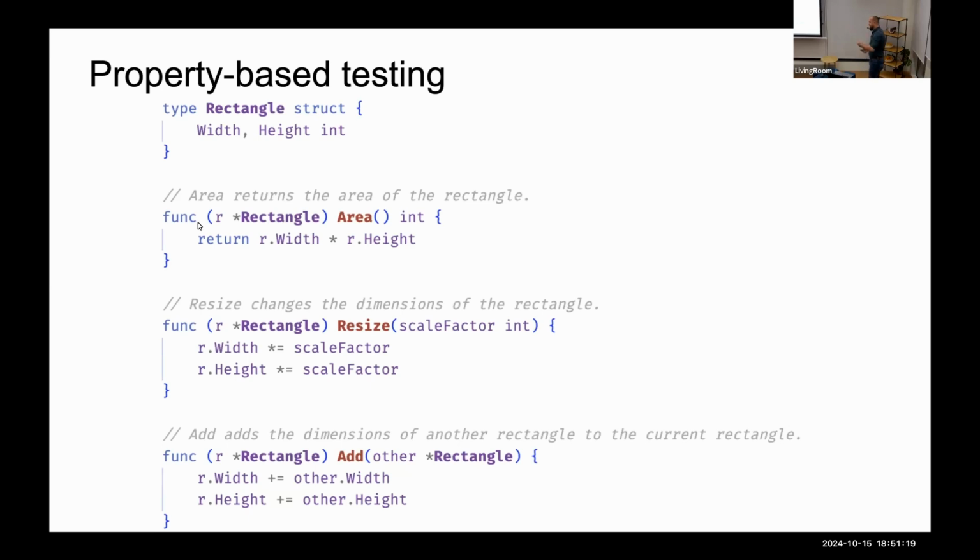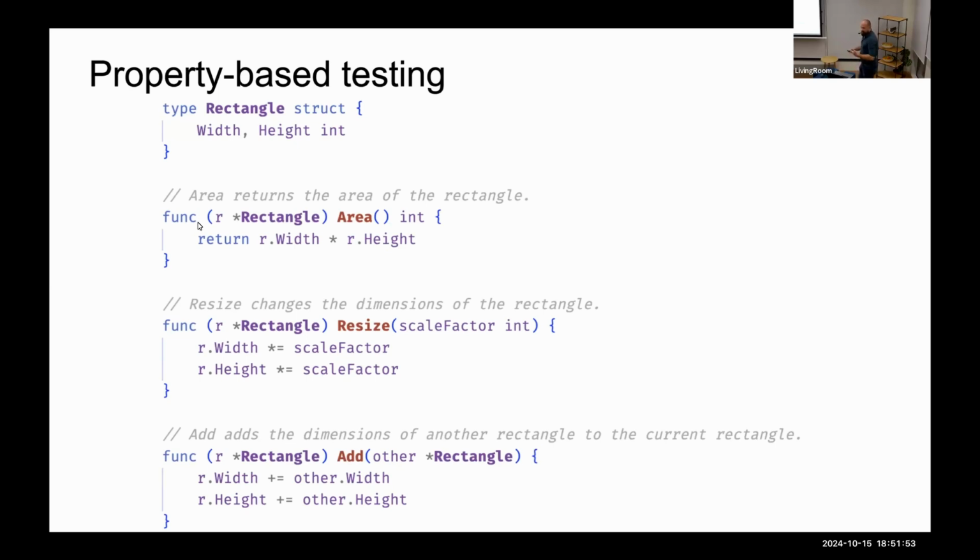I mentioned rectangle because there's an example, and I've taken three example methods here. One that returns the area that we want to see, so there are no parameters to the function. One that scales the rectangle by some factor, so there's one standard parameter, and one function that adds an additional rectangle to this one. So this is a parameter that's more complex. This is a structure as a parameter.